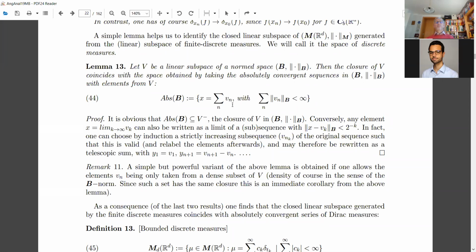And absolute convergence means that you have the elements that you're taking from your subspace. So in our case, you could take either the Diracs or the finite discrete measures, but then you are summing up the size of the norm. So it sounds like a harmless statement that a sequence in a Banach space which is absolutely convergent is also convergent, but it's not so completely trivial.